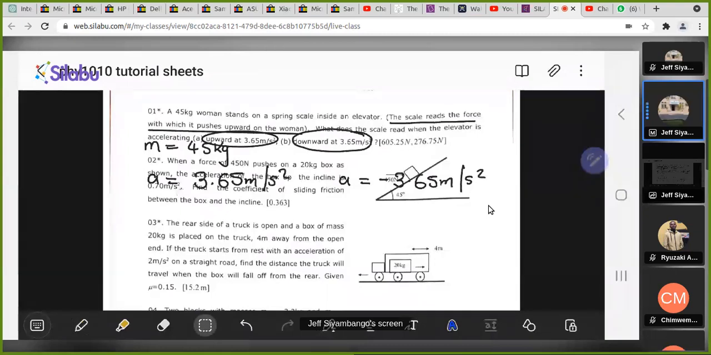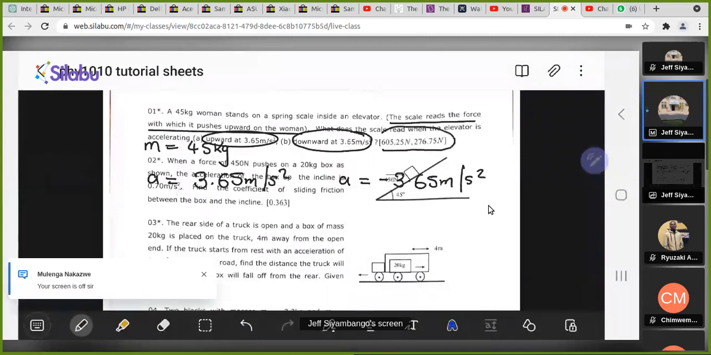So we have the answers to check whether we are doing the right thing. So these are the expected answers here.